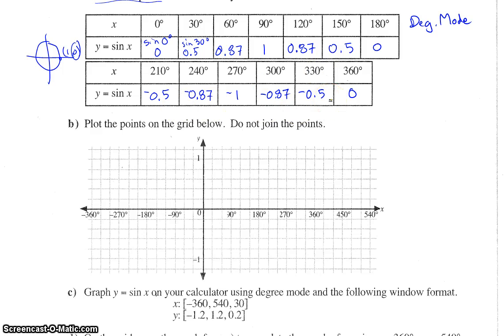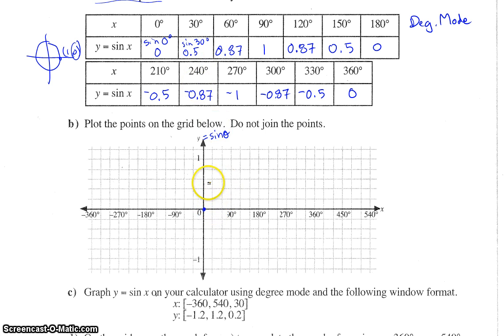What we're going to do now is plot those points on the grid below. Do not join the points yet, okay? So at 0 degrees, they labeled the axes and scaled them already for us. At 0, we have a sine value of 0. So really this y value is the sine of our angle, theta.